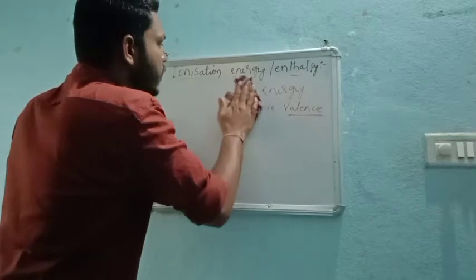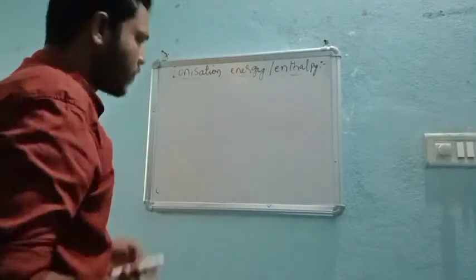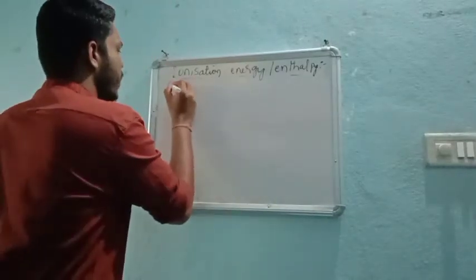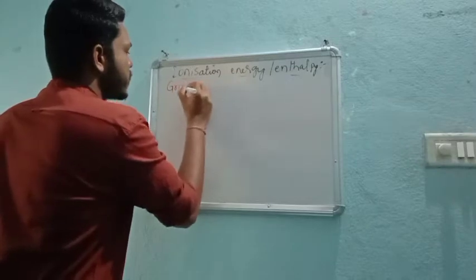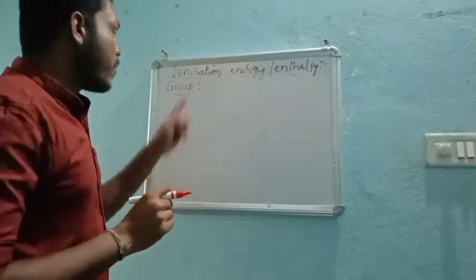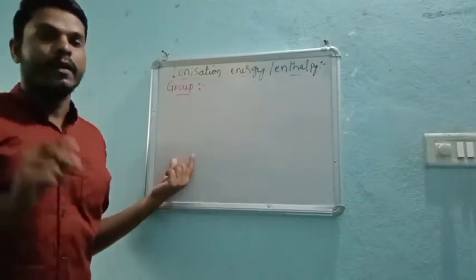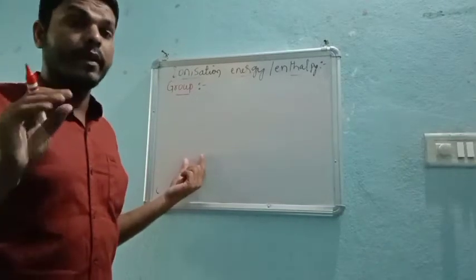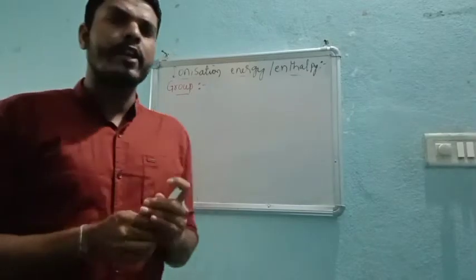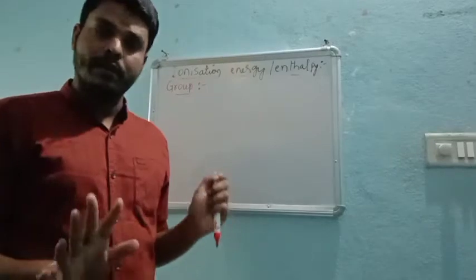Okay, so after the definition we can move again towards the group and period. What is the variation we can see in ionization enthalpy in the group and the period? Same as atomic radius. So now in a group, what happens? Does ionization energy increase or decrease? We need to see increase or decrease, that's all.